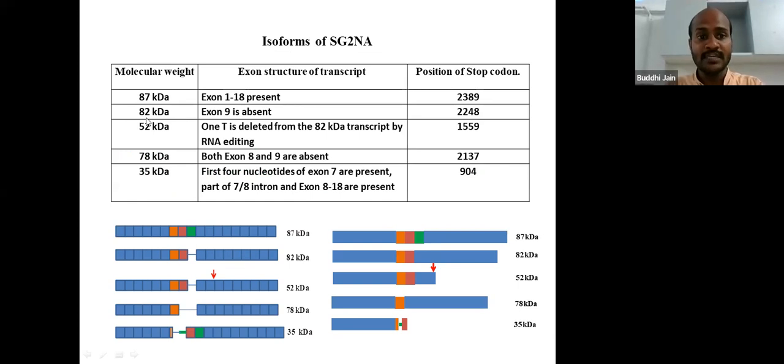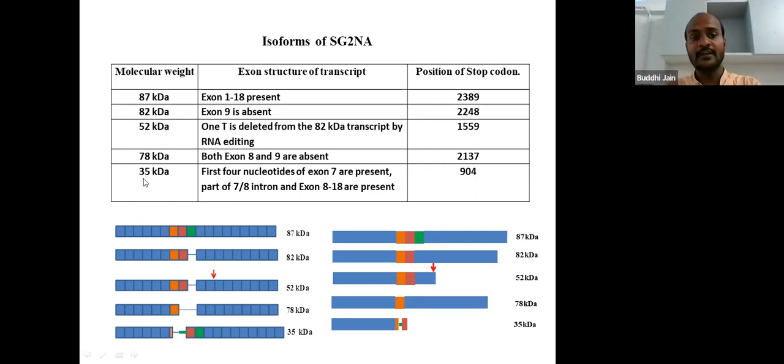But in case of the 82 kilodalton isoform, exon 9 is spliced out. So exon 9 is absent. One more isoform is 78 kilodalton, which is generated by the splicing of exon 8 and 9, so both exon 8 and 9 are absent. Then one more isoform, the 52 kilodalton, is generated by RNA editing in the transcript of the 82 kilodalton transcript. This leads to premature termination of translation and generation of a smaller molecular weight isoform, that is 52 kilodalton.